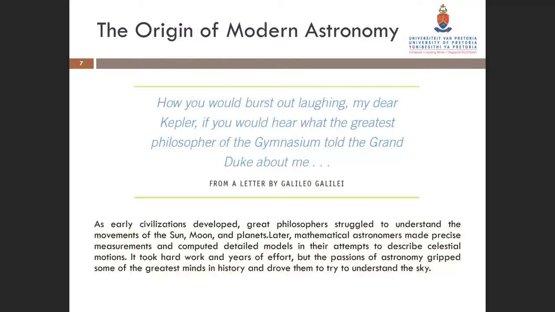How you would burst out laughing, my dear Kepler, if you would hear what the greatest philosophers of the gymnasium told the Grand Duke about me. So that is a letter by Galileo Galilei that you can go read up in your own time. But as early civilizations developed, great philosophers struggled to understand the movements of the sun, moon, and planets. Later mathematical astronomers made precise measurements and computed detailed models in their attempts to describe celestial motions. It took hard work and years of effort, but a passion for astronomy gripped some of the greatest minds in history and drove them to try to understand the sky.